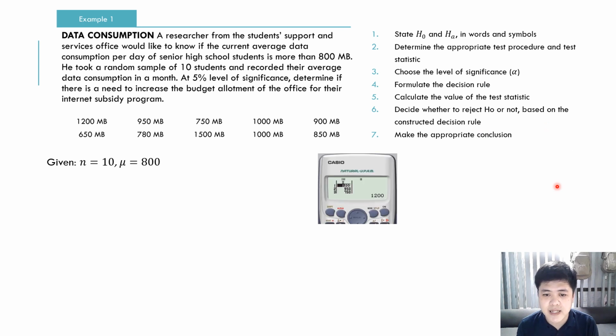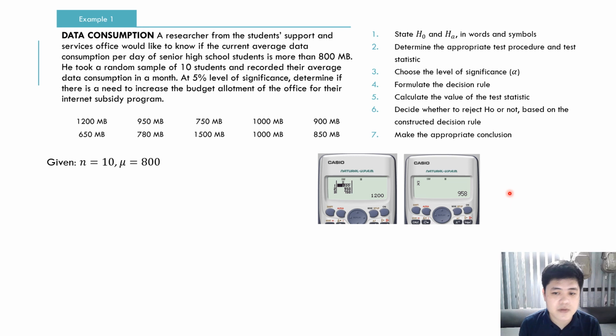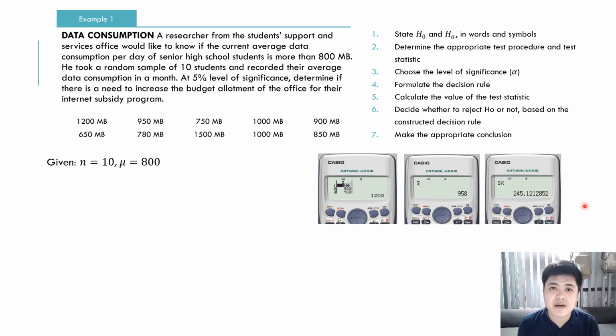So input natin lahat ng values. If you're using Casio, set your calculator in stat mode and then input all the data. So you have here encoded all the data. And then you activate your stat functions, get the mean. So what I have here is 958. And the sample standard deviation, that's Sx, we have 245.12. So you have those values.